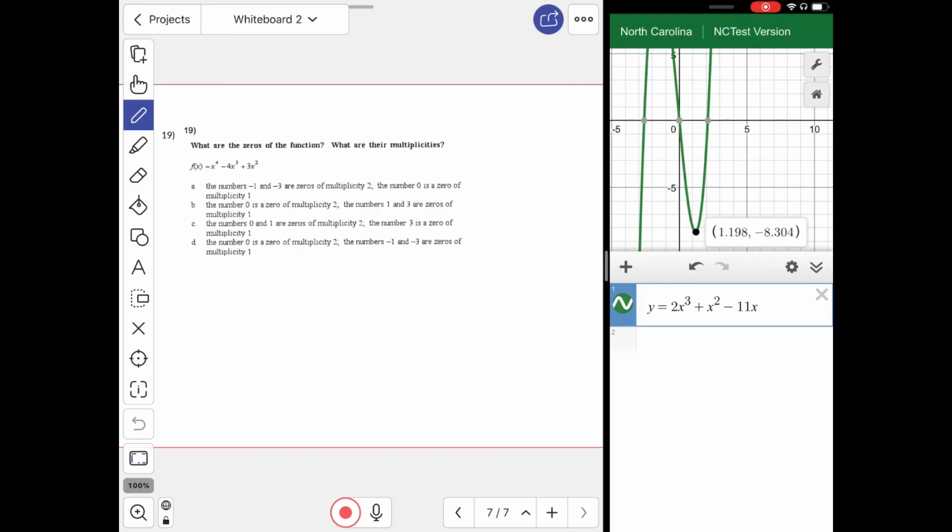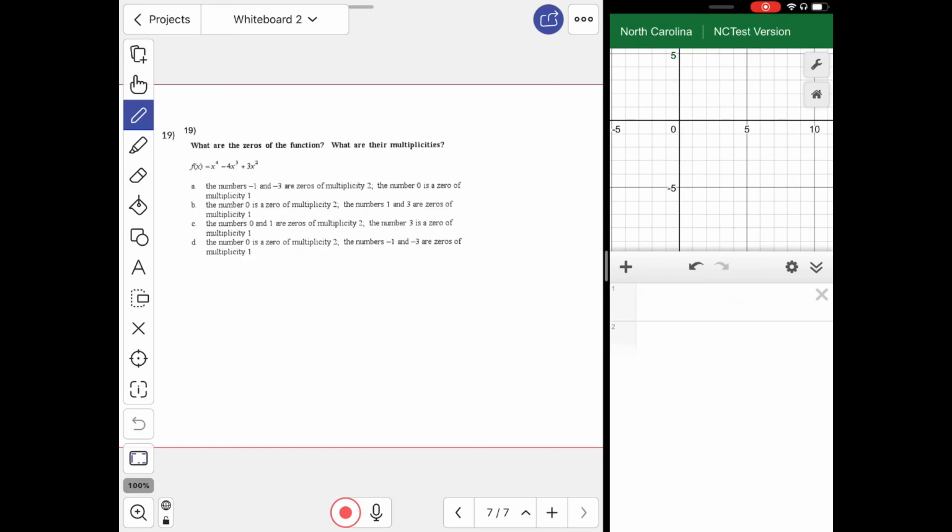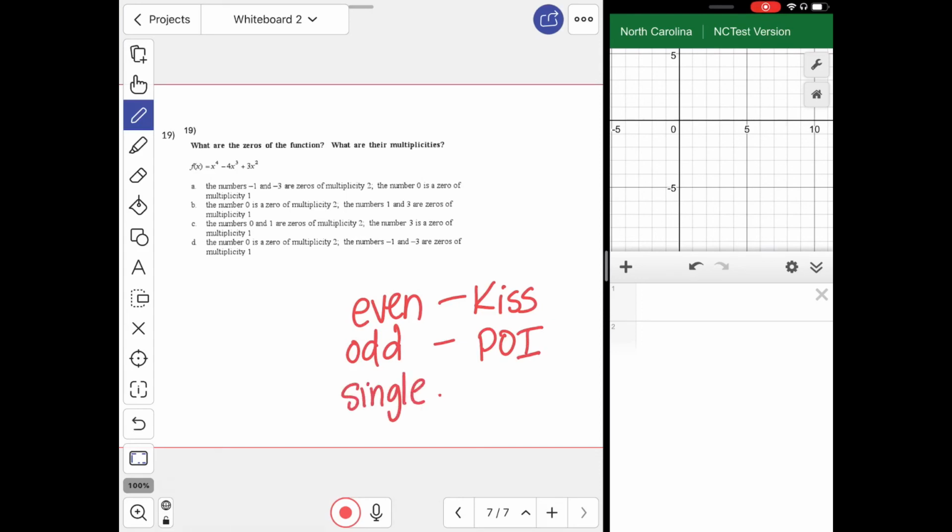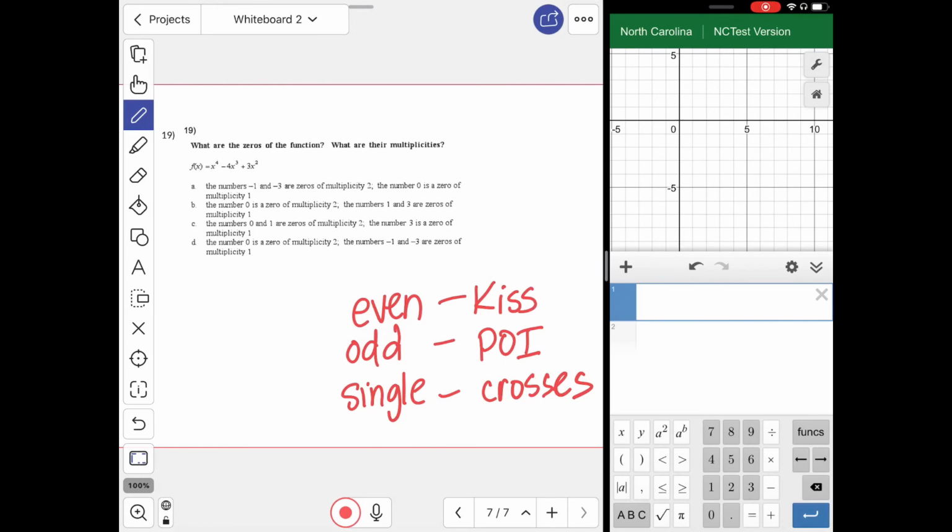And multiplicity. So remember, multiplicity, if it's even, it does like the kiss with the x-axis, and if it's odd, it does that point of inflection. And then if it's single multiplicity, which means it really doesn't have multiplicity at all, then it just crosses. Okay? So it's asking about the zeros and what type of multiplicity I'm going to have.